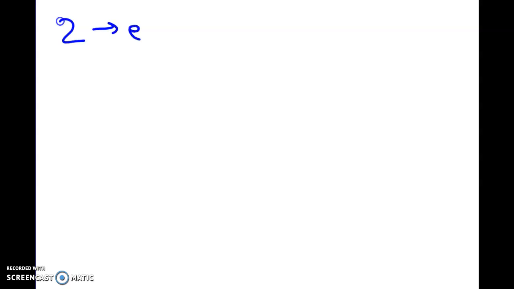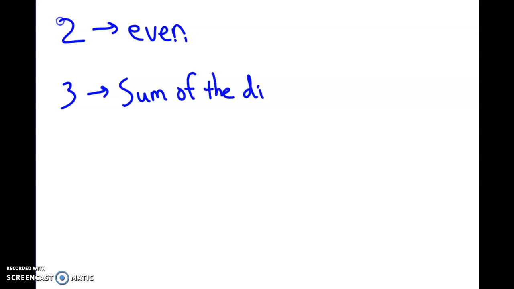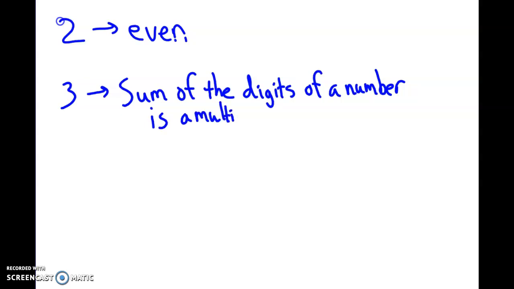That one's pretty easy. Anytime a number is even, it's divisible by 2. For the number 3, it's a little more complicated. Its rule is the sum of the digits of a number is a multiple of 3. Let me explain what that means.